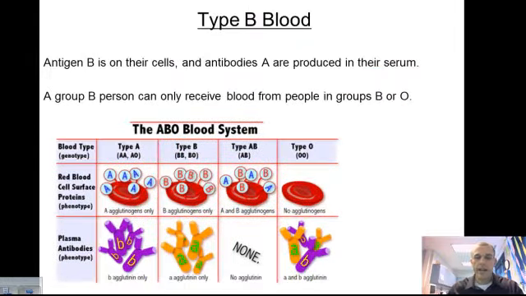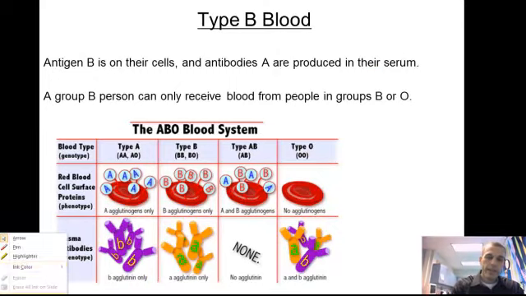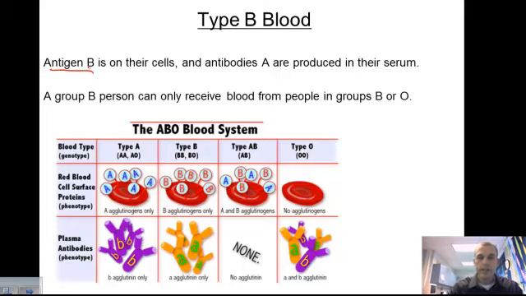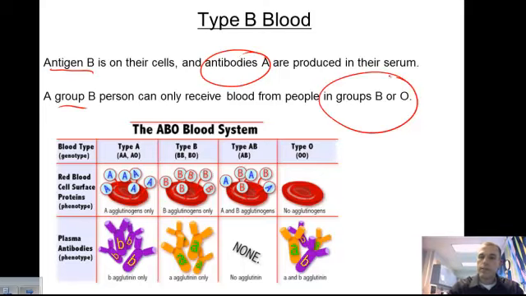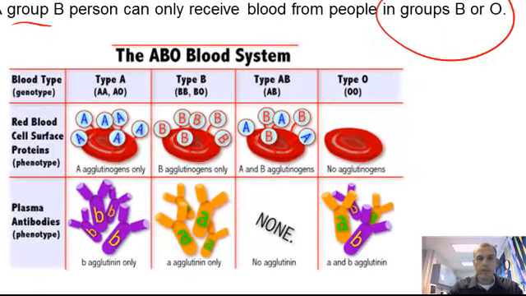All right, moving on. Now on to type B. A type B person has antigen B and antibodies A. So it's the exact opposite of what type A blood was. If you are a type B person, you can get blood from a type B or a type O.